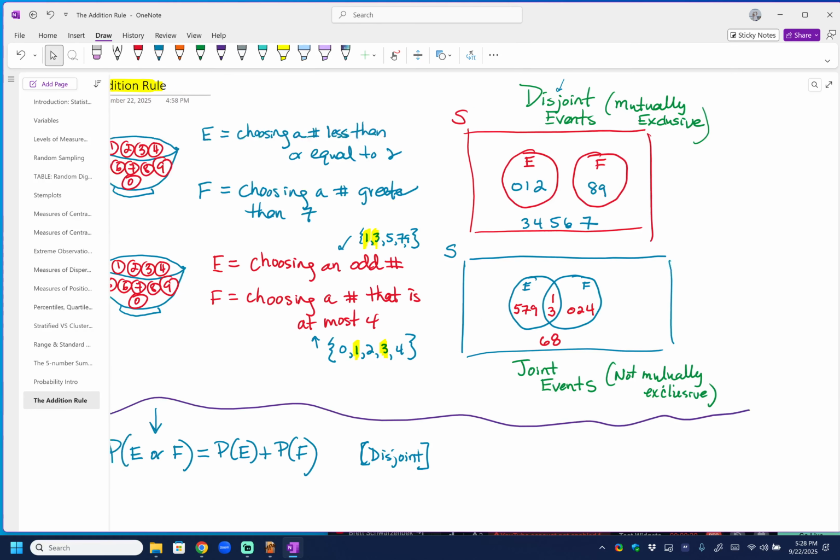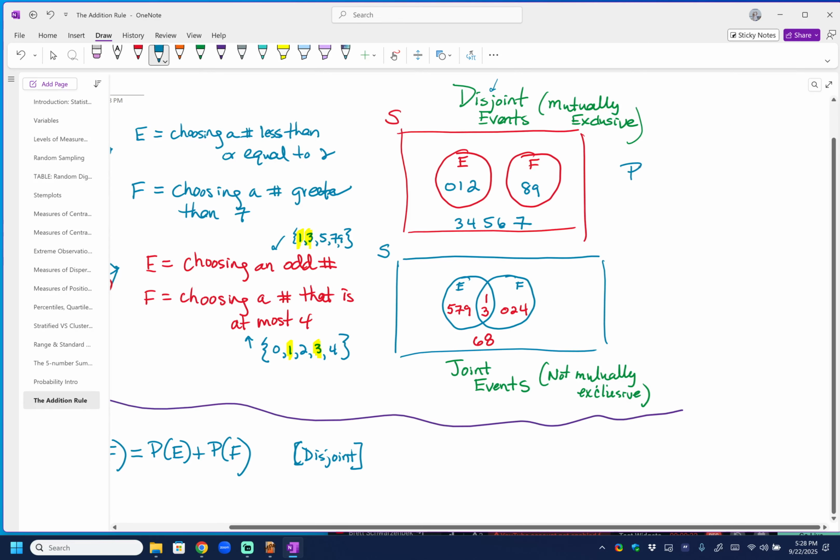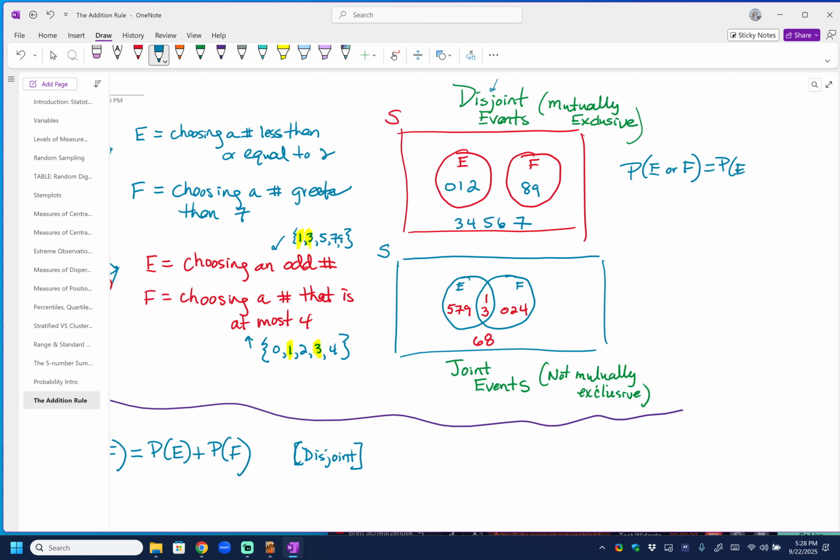So let's do it over here. So the probability of E or F must be equal to the probability of E plus the probability of F, because of the fact that we have disjoint events. So therefore, let's find those probabilities.